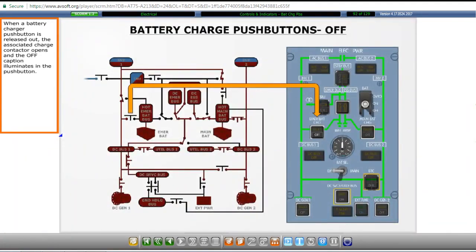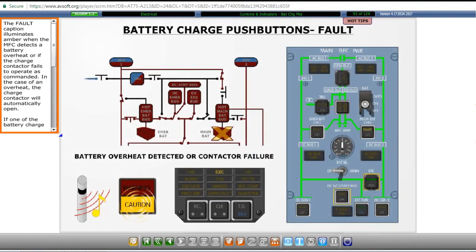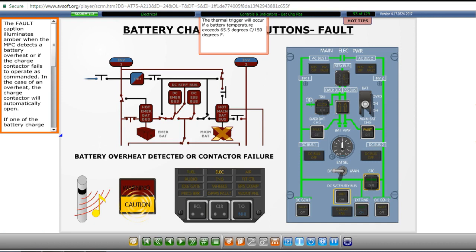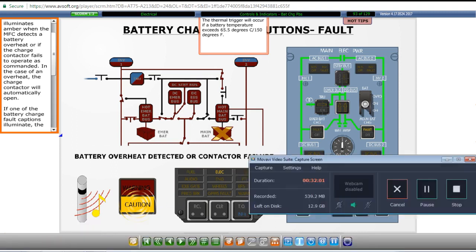When a battery charger push button is released out, the associated charge contactor opens and the off caption illuminates in the push button. The fault caption illuminates amber when the multifunction computer detects a battery overheat or if the charge contactor fails to operate as commanded. In the case of an overheat, the charge contactor will automatically open. If one of the battery charge fault captions illuminates, the CCAS will be activated, and this will result in a single chime. Both master caution lights will flash, and the electric light will illuminate on the crew alerting panel.